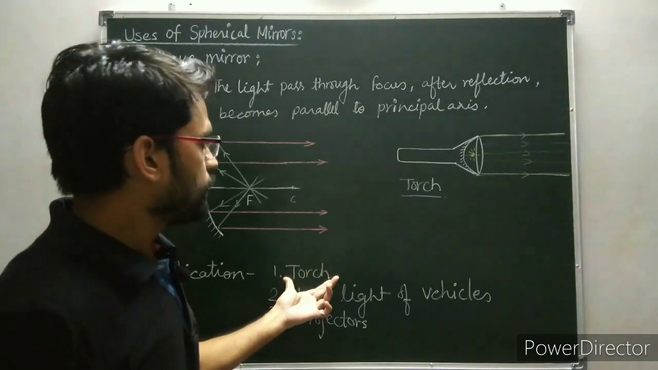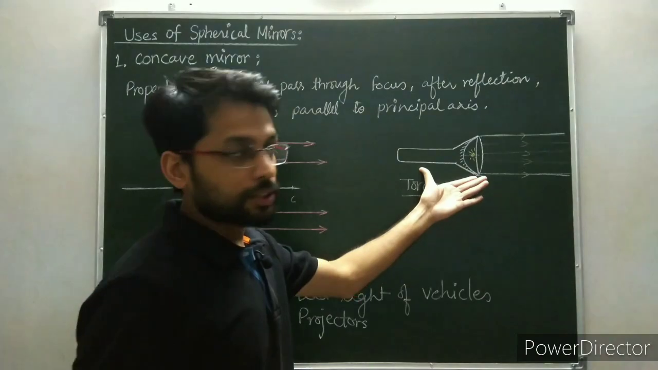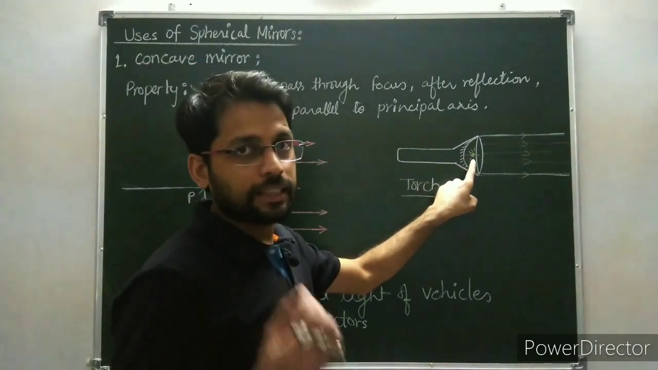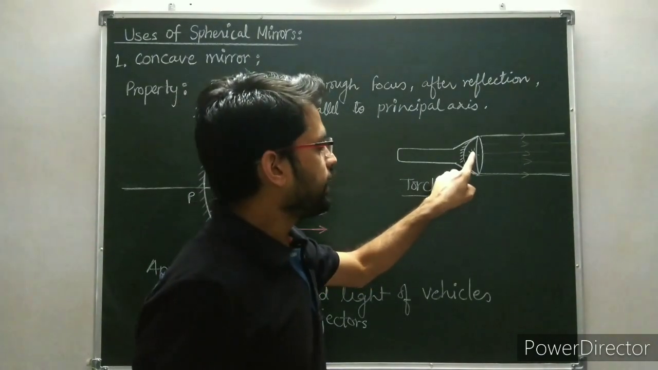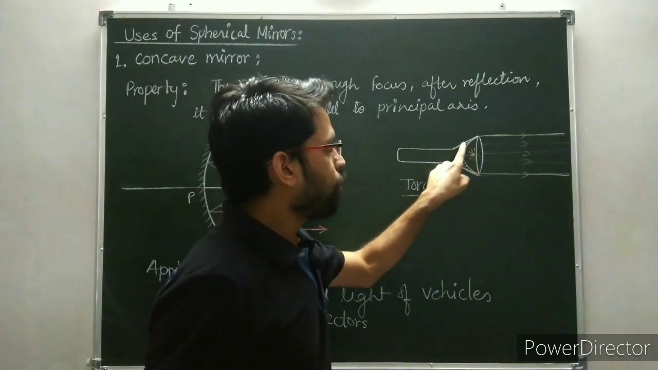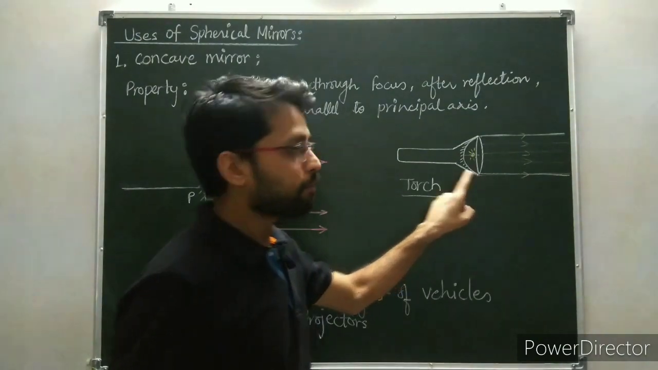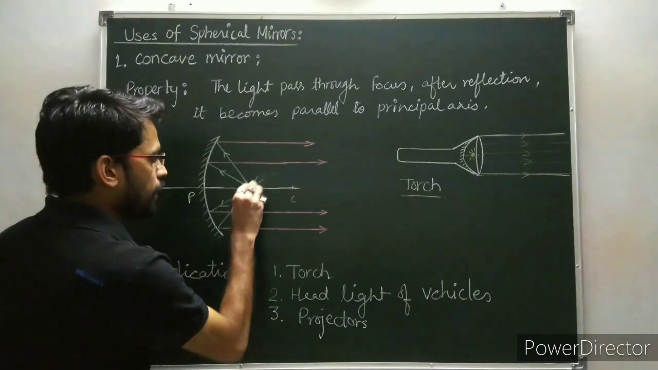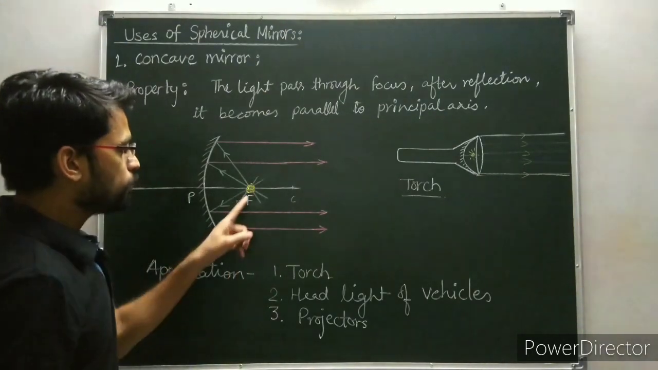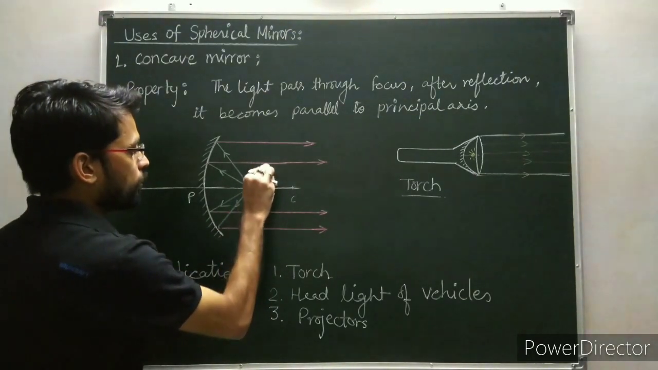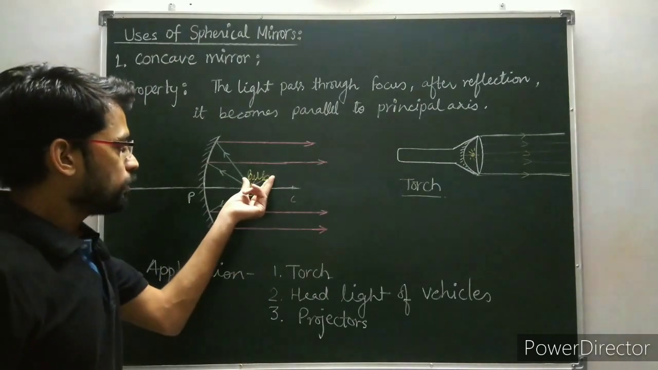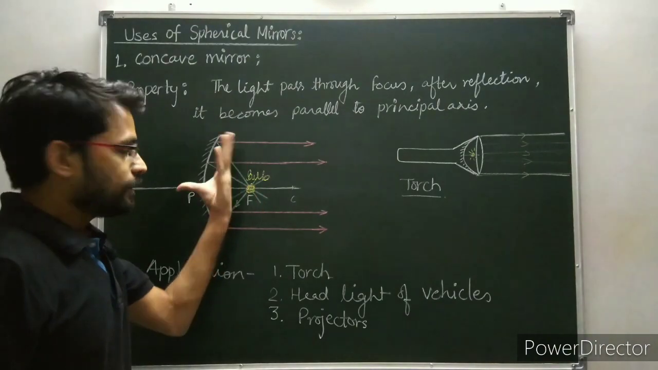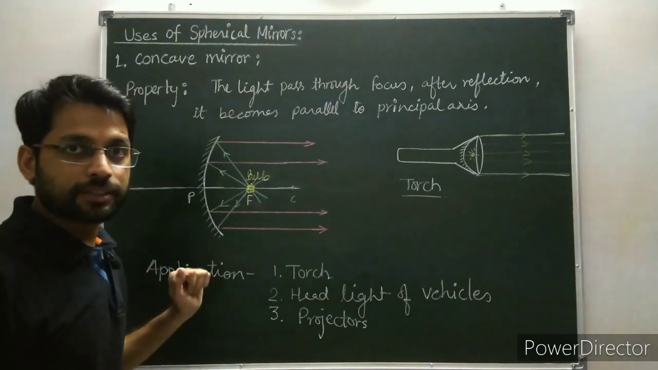Let's look at the diagram of the torch. In the torch, the bulb, which is the light source, is located at the focus of the concave mirror. Here the bulb is located at the focus. So this is the bulb, and the bulb produces light in all directions.